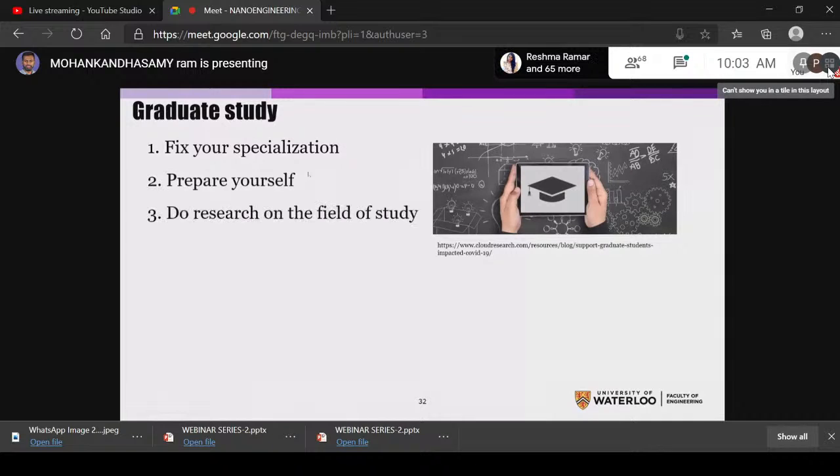So do research on the field of study. Whichever specialization you choose, there will again be subdivisions in the case of research area. So which area are you going to start your research in? Like in the case of pharmaceutics, there are different areas again.